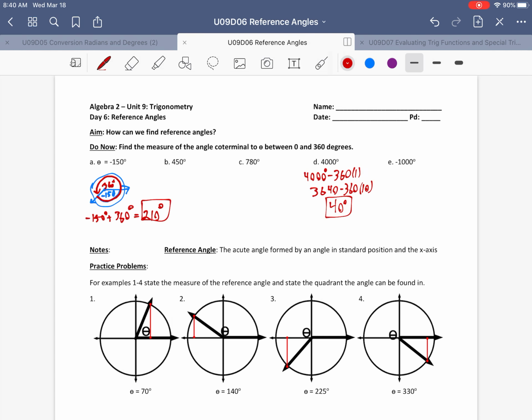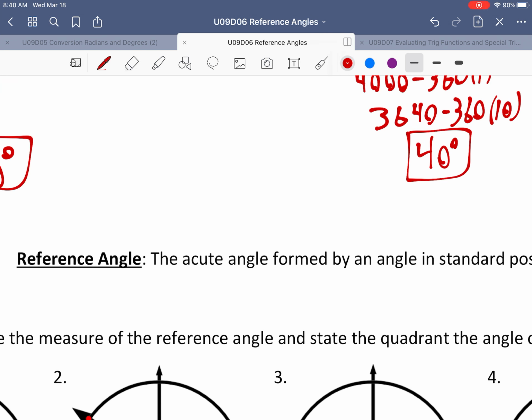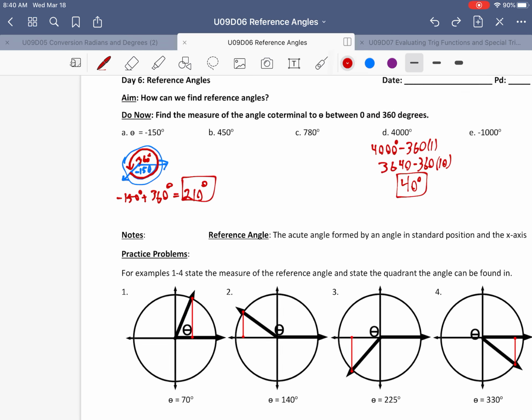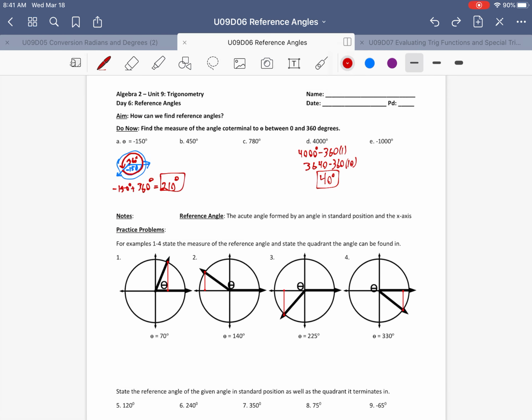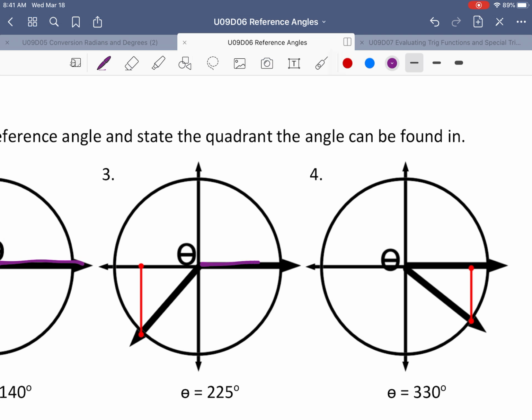Now, what is a reference angle? A reference angle is the acute angle formed by an angle in standard position and the x-axis. So these are four possible outcomes. We have our initial ray in all four of these cases. They all are along the x-axis because that's the definition of the initial ray. And then we have these angles that are being formed by rotating around the circle.